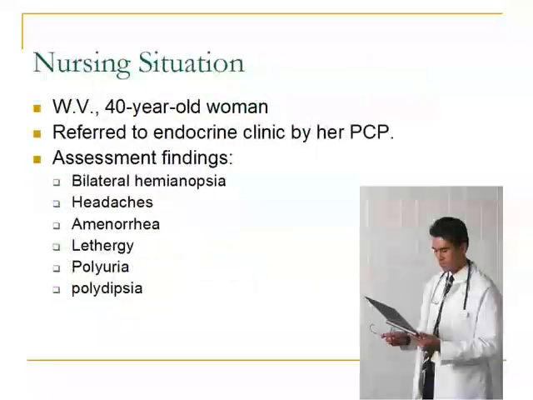Our nursing situation is looking at a 40-year-old woman who's been referred to the endocrine clinic by her PCP, and the assessment findings indicate that she has bilateral hemianopsia, which we're going to talk about in a later slide. She also has headaches, amenorrhea, lethargy, polyuria, and polydipsia. With this particular patient, more than likely she's going to have a CT scan or an MRI to confirm the suspected diagnosis of a pituitary tumor, and also a battery of laboratory tests to confirm this diagnosis.